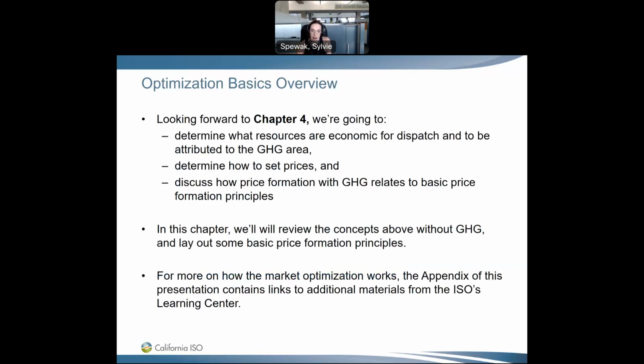So before we get there, in this chapter we're going to review all of those concepts, figuring out how to dispatch resources at least cost, how to set prices, and what efficient prices means. And we'll do that without GHG. I've also put a few links in the appendix to the ISO's Learning Center if you'd like some additional resources to better understand these concepts.